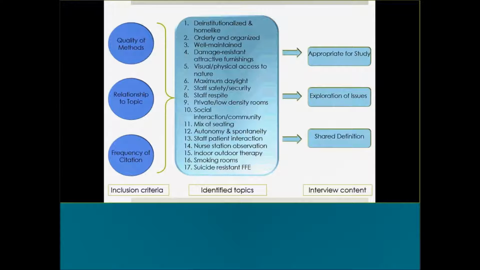So this gives you a list. The list in the middle were the topics that we identified. Remember I said 17 or so issues, and you see things here like deinstitutionalized and home-like environment or damage-resistant environment. The criteria for inclusion were that the methods were reasonable, relationship to the topic, and how frequently they're cited. We had these topics, and when we sat down to talk to the interviewees, we raised each of these. We used this as our script, and they told us whether they thought it was appropriate for the study, and they identified other associated issues.